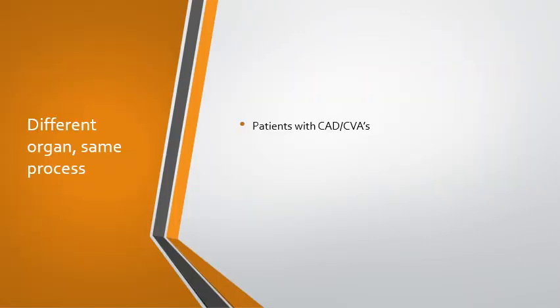So different organs, same process. Patients with a history of stents, bypass surgery, CVAs, I often wonder whether their kidney has seen some sort of similar issue. Diabetic retinopathy and neuropathy. So if ophthalmology looks in their eyes and sees diabetic retinopathy, which is a damaging of the small blood vessels in the eyes, you can assume it's happening in the kidney too.